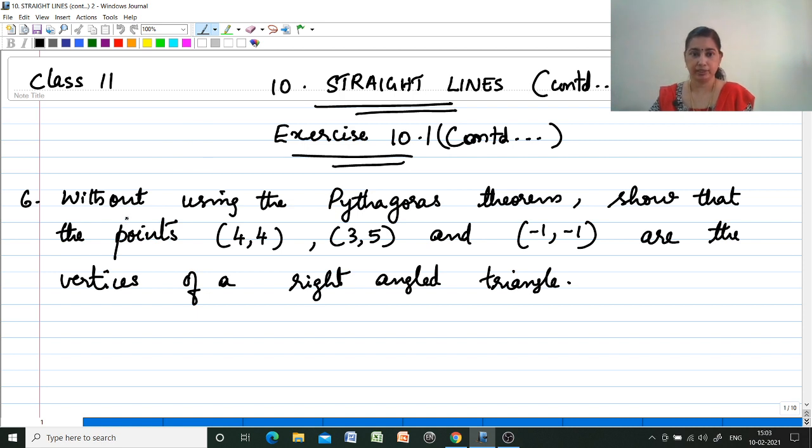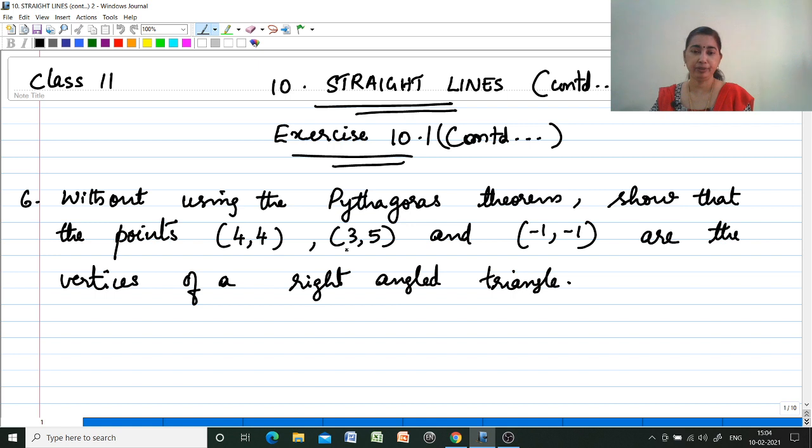Question number 6. Without using Pythagoras theorem, show that (4, 4), (3, 5), (-1, -1) are the vertices of a right angle triangle. So without using Pythagoras theorem, how can we prove that these are the vertices of a right angle triangle? For that, we can use slopes also.